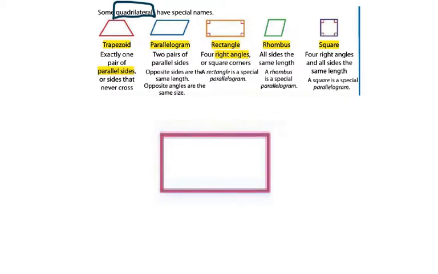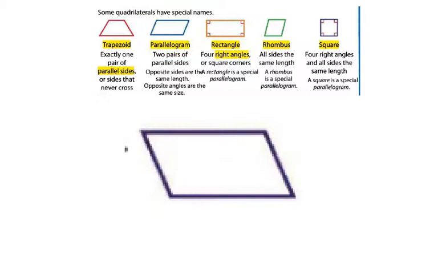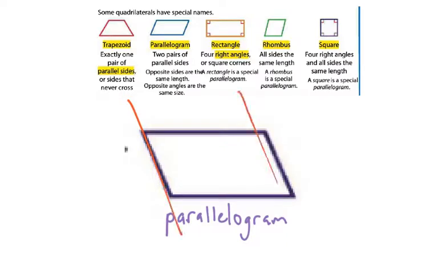So let's look. What is this? This is a rectangle, right? It's a rectangle. Also, what else could it be called? It could also be called a parallelogram. Next one. Look up here. Which one looks like it? A parallelogram. This is a parallelogram. And why is it a parallelogram? Because the opposite sides do not touch.